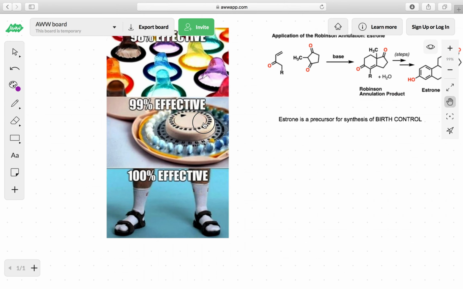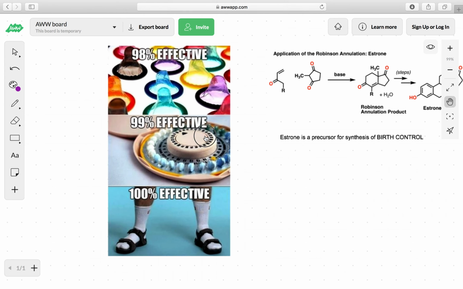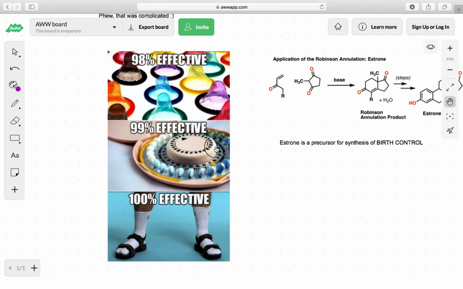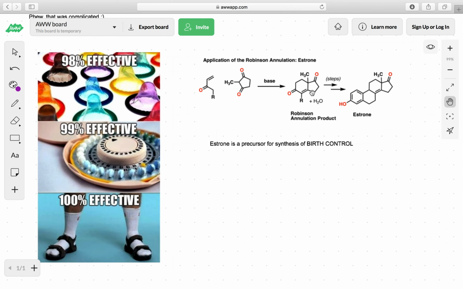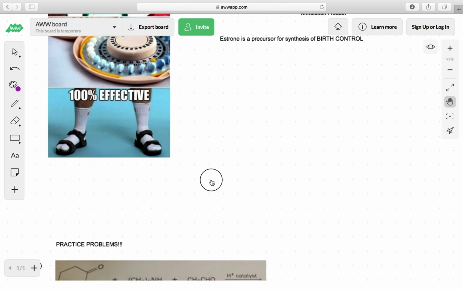So for the probably 5% of you that have continued watching up to this point, you saw a pretty cool meme. And this is a pretty cool application of Robinson annulation. Here we have a nucleophile we can form, and it's going to attack this enone, and we get this formed ring. And what we're going to do with this bicyclic ring is we can create estrone. Now, estrone is a common precursor for synthesis of birth control. So you can see all these organic chemistry reactions are still used today, and they're used for a lot of, I guess, good options for college students, right? So, yeah.